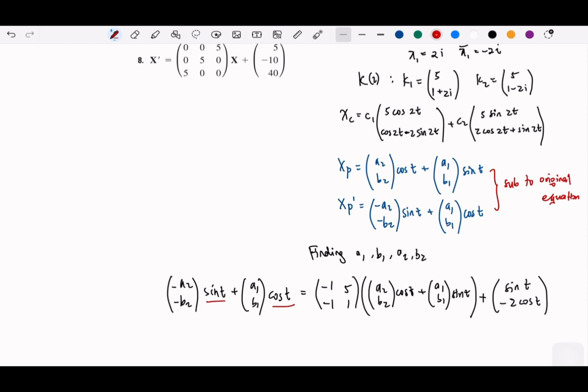Okay, I think I will end here. I think you can try to solve that. Basically, you need to do all the terms. So we have these equations and that equation.